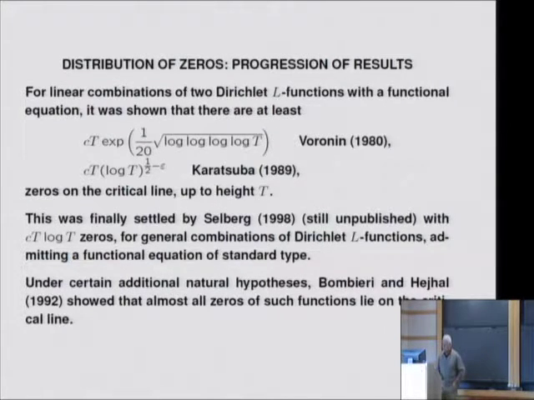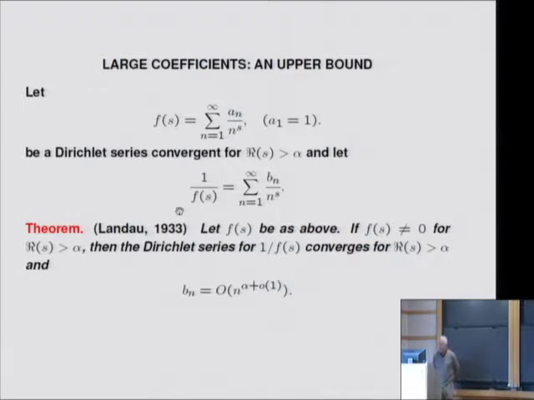Okay, better move on. So now let's move to a slightly different topic. Suppose I have a Dirichlet series convergent in a half plane, and look at the reciprocal series 1 over f. Landau proved in 1933 that if f is not zero for real part of s greater than alpha, then the Dirichlet series for 1 over f converges in the same half plane, and the coefficient b_n is at most of order n to the alpha plus little o(1).